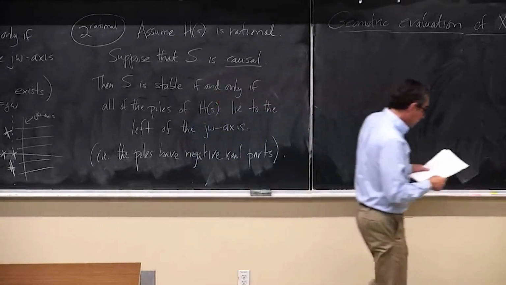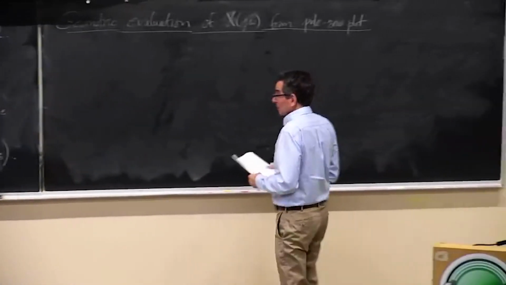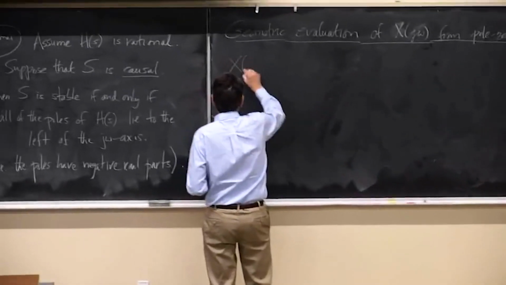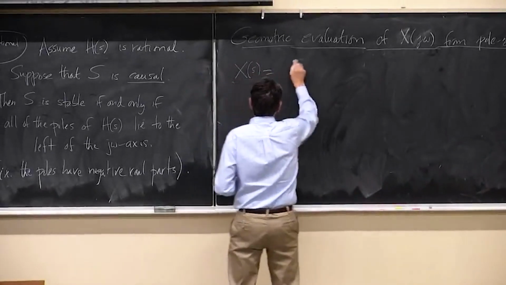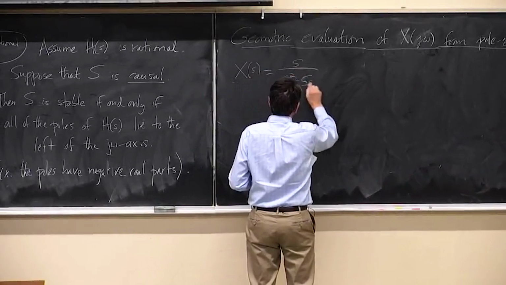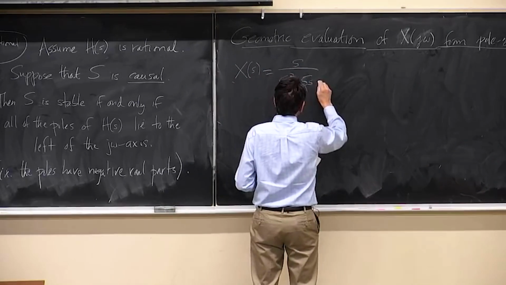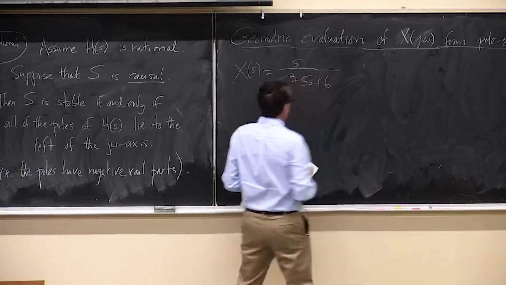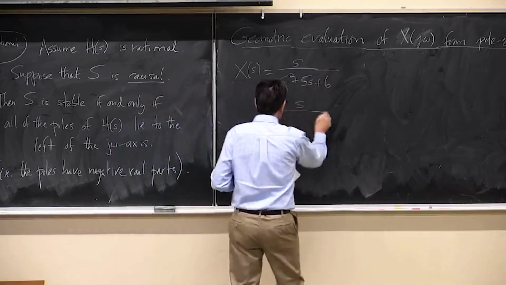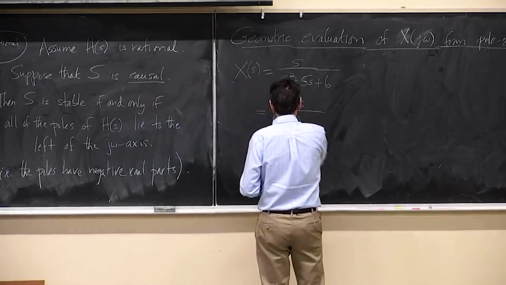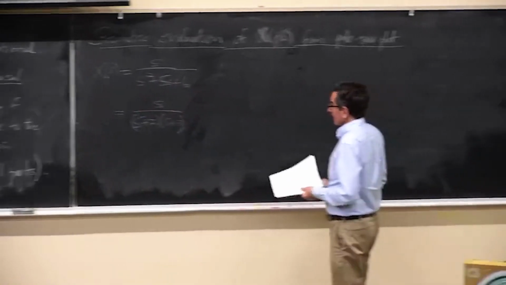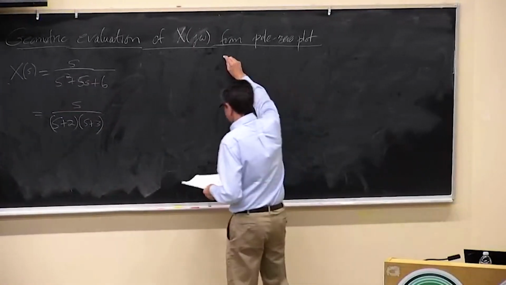So let me just give you an example, which will actually be the same one we talked about before. Let's look at X of s equal to s divided by s squared plus 5s plus 6, which we know we could write as s divided by s plus 2 times s plus 3. And let's look at the pole zero plot for that.